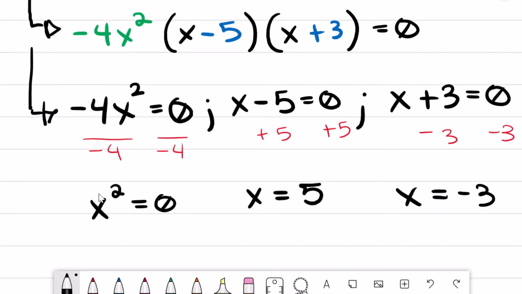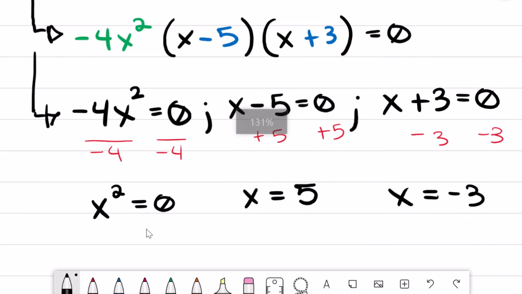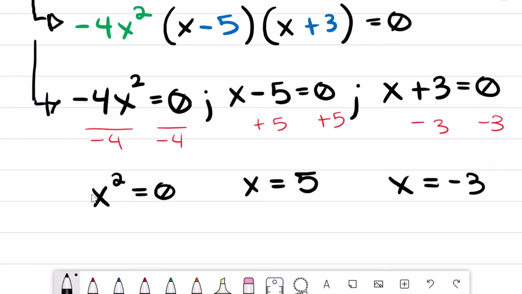I have x squared is equal to 0. Now, this is just getting really technical, but I want to show that step. I have x squared, and I want to get rid of that power of 2, or that square. So the inverse of a power is taking its root. So if I want to get this power of 2 to the other side, I'm going to take the square root on both sides. And that's going to leave me with x is equal to 0. And that's it for that one.